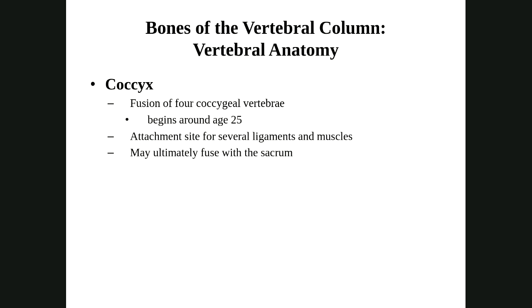And then finally, the last part of the vertebral column, here's the coccyx. This again is a fused bone. It can be anywhere from 3 to 5 different vertebrae. Usually it's completely fused around age 25. Several ligaments and muscles will attach to this area.